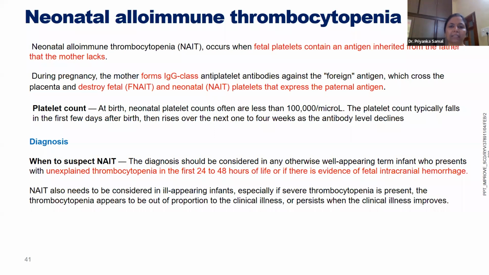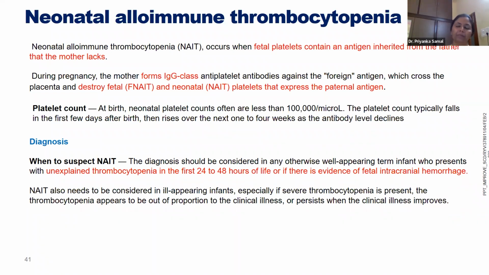Next, the special circumstances we were talking about. Among that was neonatal thrombocytopenia and thrombocytopenia in pregnancy. So neonatal thrombocytopenia is again of two types, the alloimmune thrombocytopenia and the autoimmune. Allo means from another person. Auto means from the same person. So neonatal alloimmune thrombocytopenia occurs when the fetal platelets contain an antigen which is inherited from the father, but the mother lacks it. Means the fetus is inside the mother's womb.